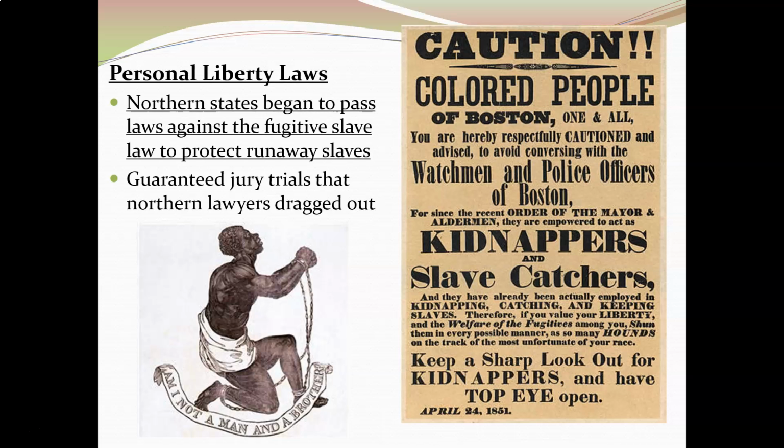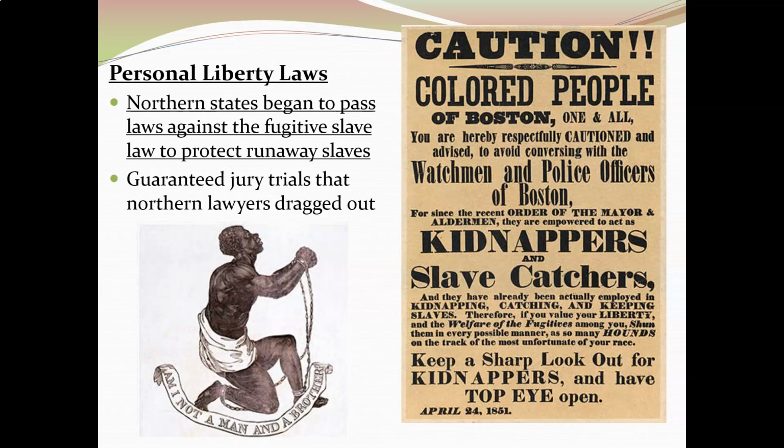Now, the North, as a result of the Fugitive Slave Law, are going to begin passing personal liberty laws. They wanted to pass these laws against the South in reality, but they pass them for fugitive slaves because this would allow them to protect runaway slaves, and it guaranteed these slaves jury trials that Northern lawyers would generally drag out so that the slaves could continue living in the North free from their masters.